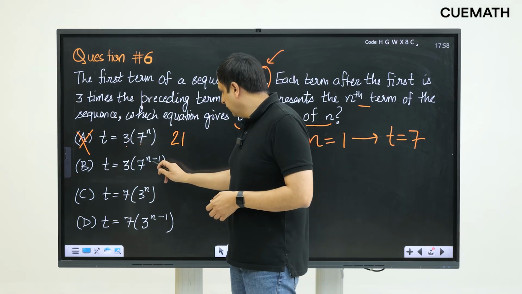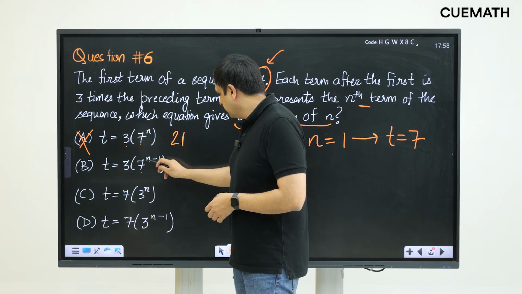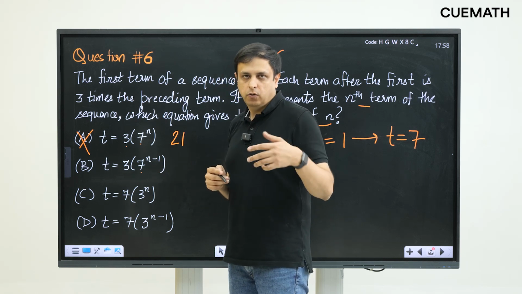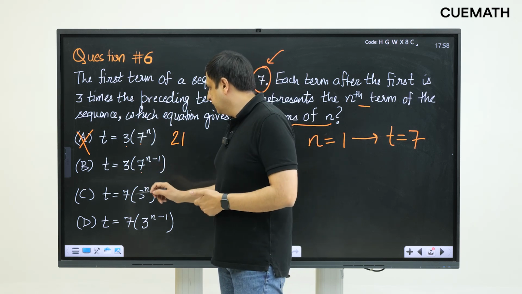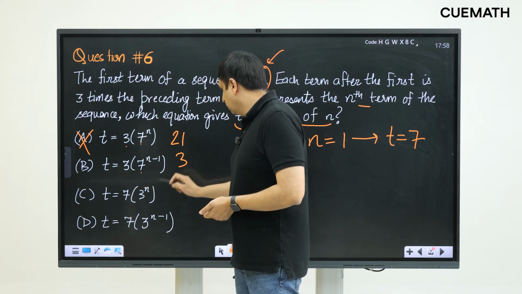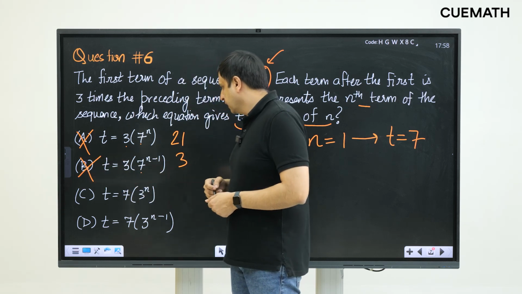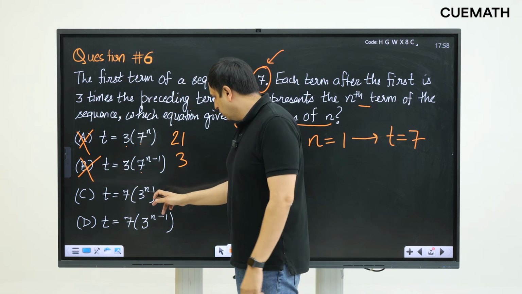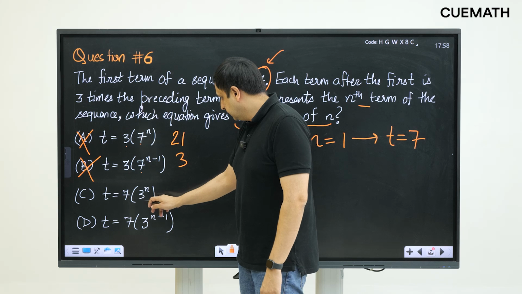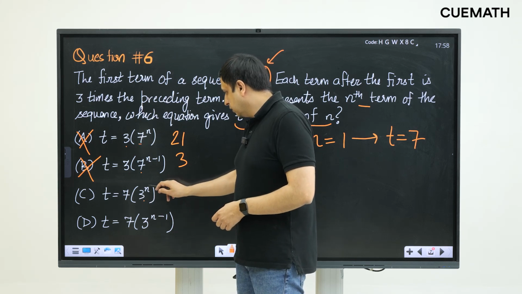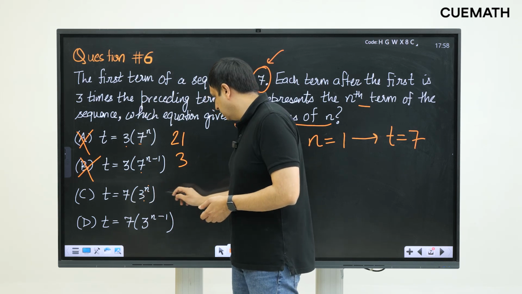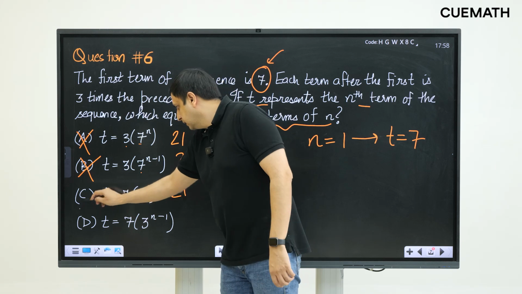If I put n equal to 1 here, I get 7 to the power 1 minus 1, which is 7 to the 0, which is 1, and then 3 times 1 is 3. So, I am getting t equal to 3 here, which is again incorrect. If I put n equal to 1 here, I will get 3 to the 1 is 3, 7 times 3 is 21. So, I am getting 21 here as well, which is again incorrect.